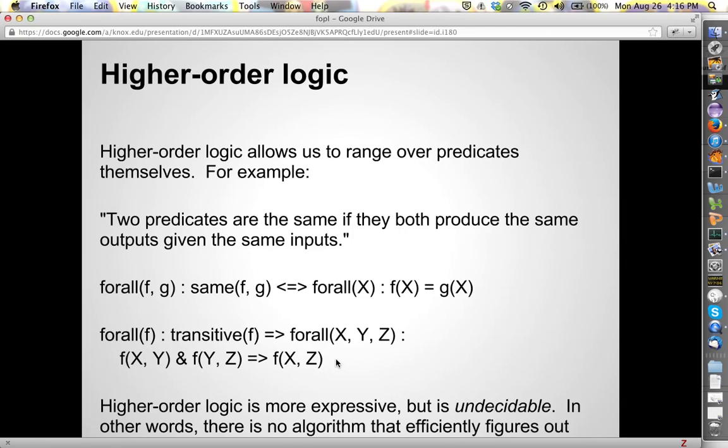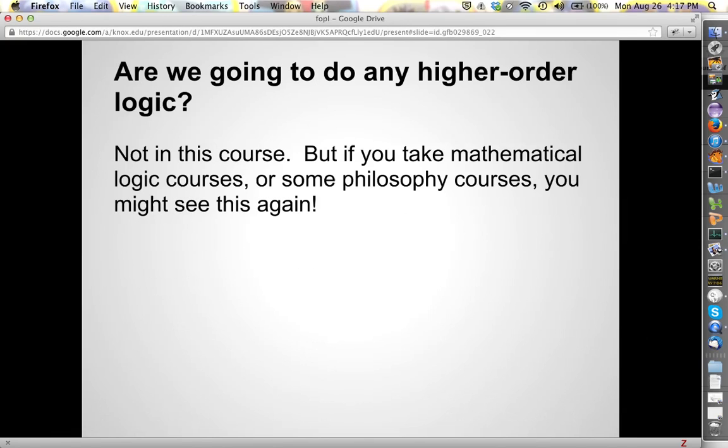Higher order logic is much more expressive, but it's also undecidable. So there's no algorithm to efficiently figure things out. It looks like the text got cut off at the bottom there, but basically higher order logics are undecidable. This has a lot of negative properties. Are we going to do any higher order logic? No, not in this course, but if you take math or philosophy courses, you might see this sort of stuff again. It's really cool.